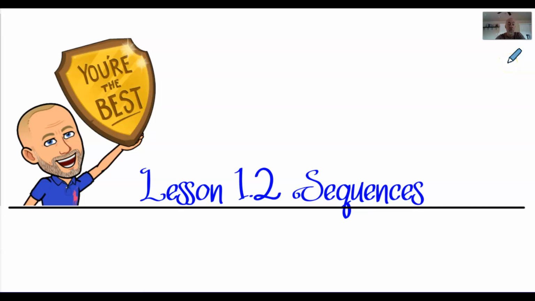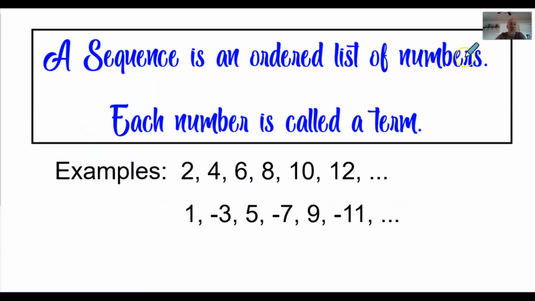This is lesson 1.2, and in this lesson we're going to talk about sequences. So let's get started. A sequence is just an ordered list of numbers, as you can see on your screen. Each of these numbers in the list is called a term. So 2, 4, 6, 8, 10, 12, 2 and 4 and 6, each of these are terms.